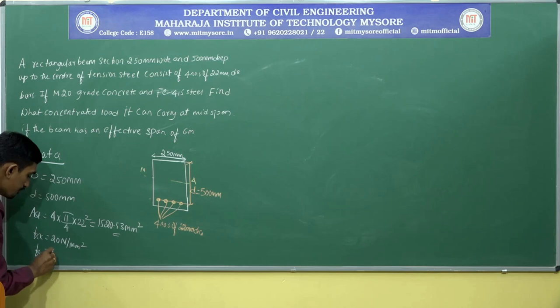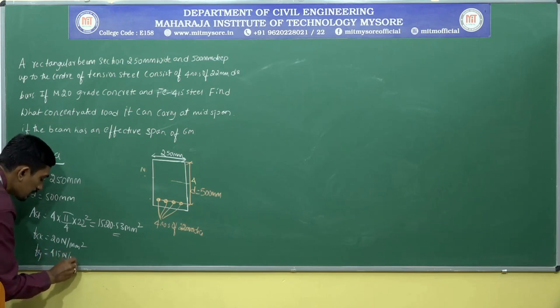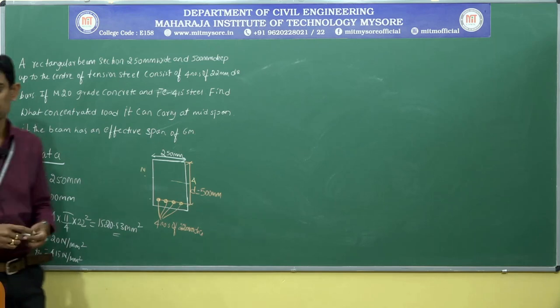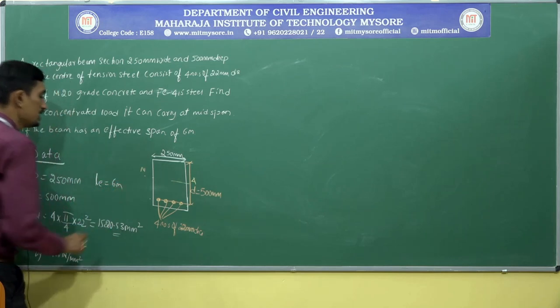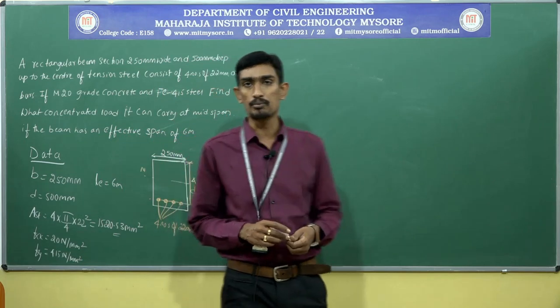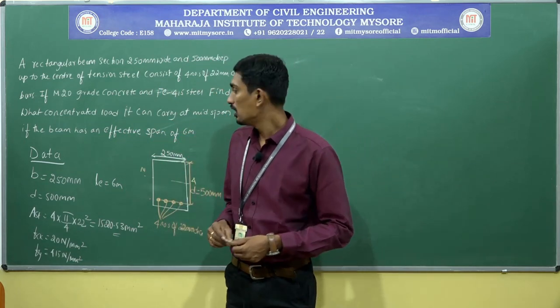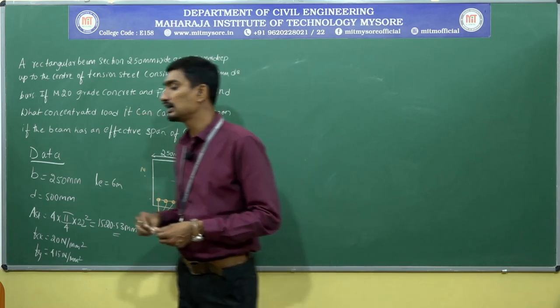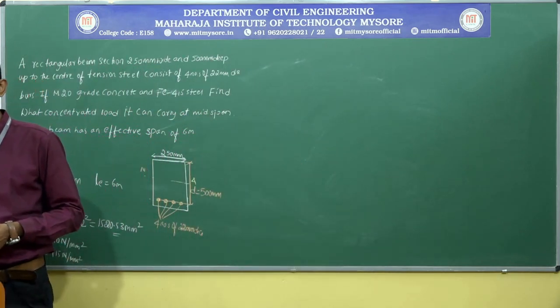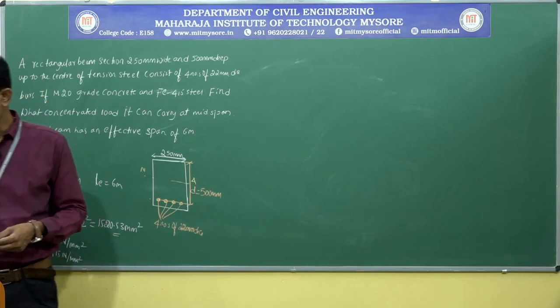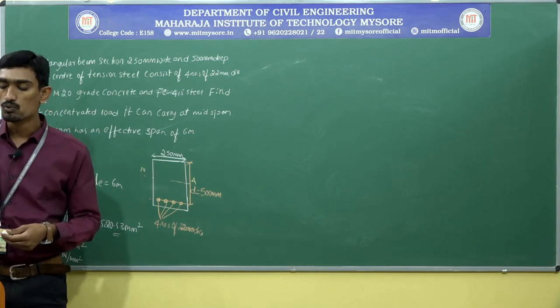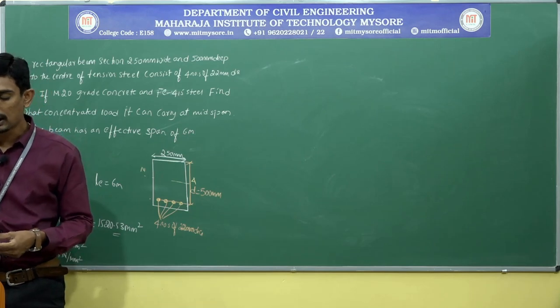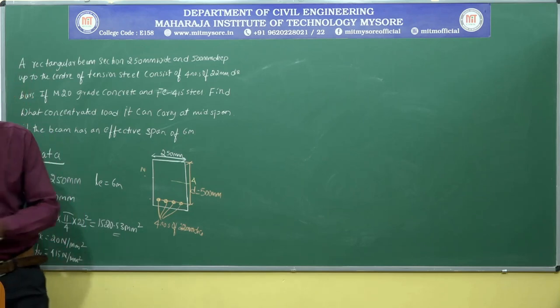Next, grade of concrete is 20 Newton per millimeter square, and grade of steel is 415 Newton per millimeter square. One more thing they have given is the effective span, that is Le is equal to 6 meter. So these are all the things given in the problem. When you want to get the concentrated load, first I need to decide the section, whether it is under reinforced or over reinforced. So first let us decide the section.